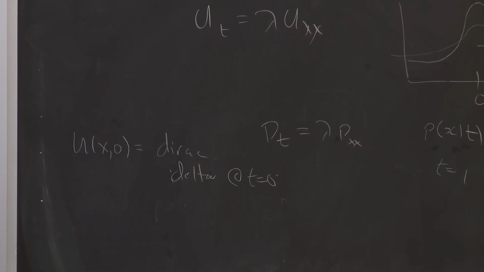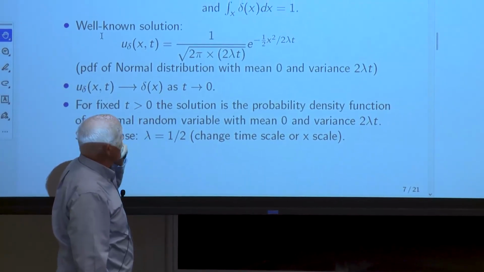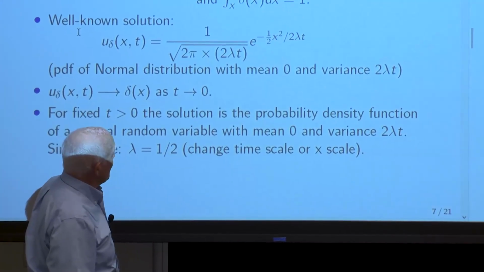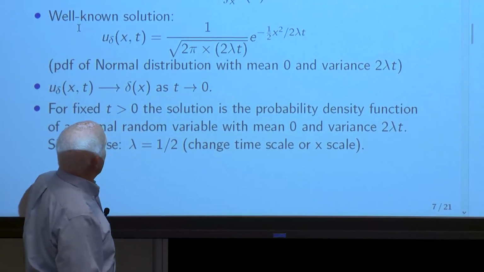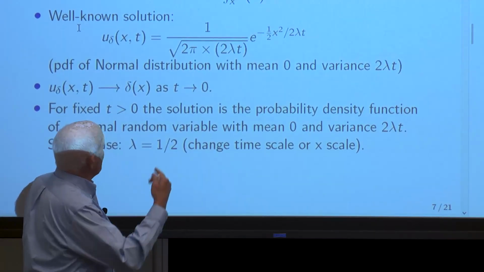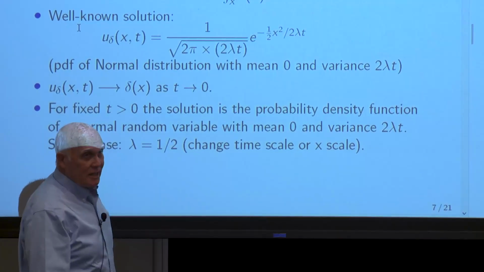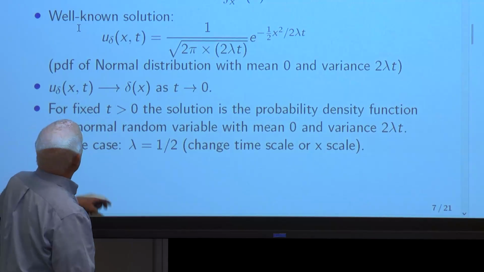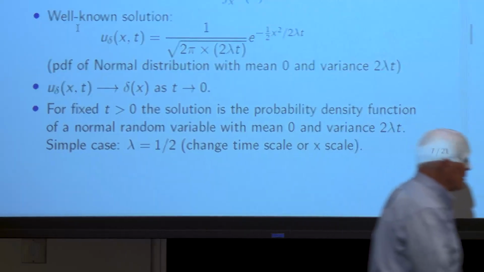And if we consider this function, which is essentially the PDF of a normal with mean 0 and variance 2 lambda t, then this density function turns out to satisfy the heat equation, but it also satisfies the initial condition where, when we let t go to 0, it equals the Dirac delta function.